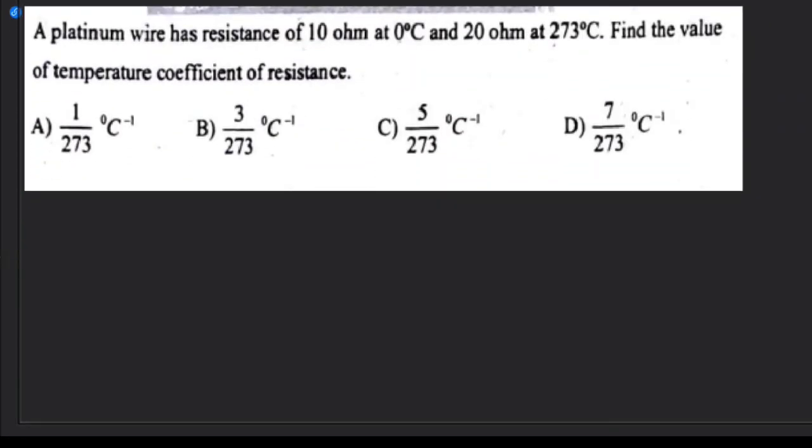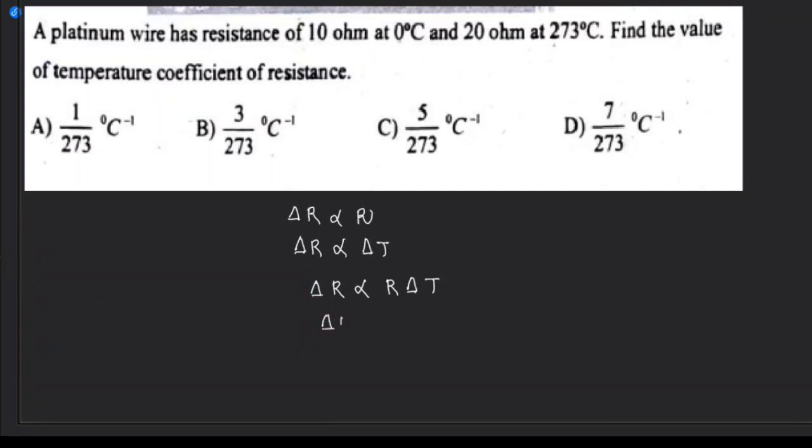Next question. A platinum wire has a resistance of 10 ohms at 0 degrees Celsius and 20 ohms at 273 degrees Celsius. Find the value of temperature coefficient of resistance. Since the change in resistance depends upon two factors, one is the initial resistance and the second is temperature, delta T. If I write these two in a single equation, delta R is directly proportional to R into delta T. So this delta R is 20 minus 10, which is nothing but 10 ohms.